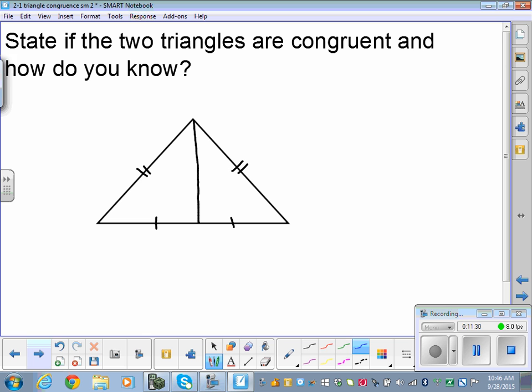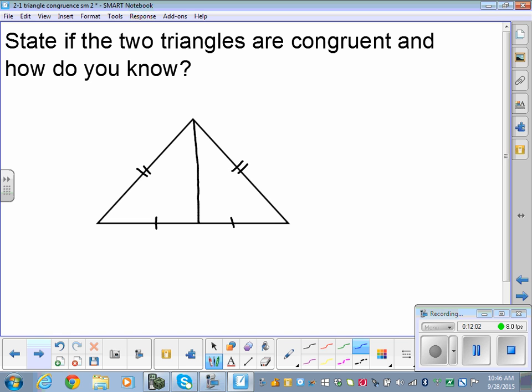This one's a little trickier. I'm going to have you think about it before you say it out loud. Say if the two triangles are congruent and how do you know? So think about it and then I'm going to have you tell your neighbor. Think about it. Trickier. Yes or no? And how do you know? Tell your neighbor. Okay, so yes, how many of you say yes? Raise your hand. No? Raise your hand.